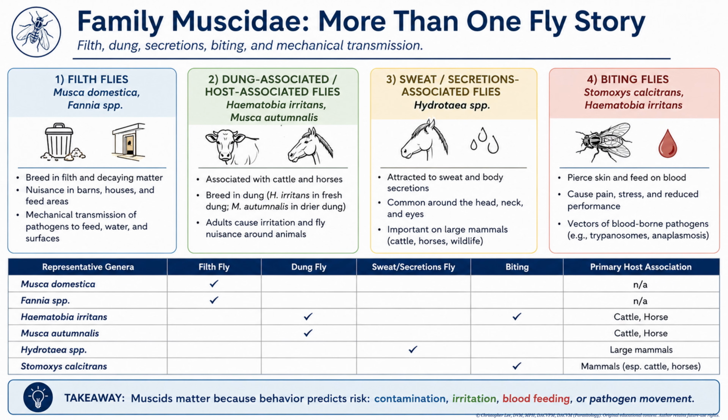Sweat and secretion-associated flies, such as Hydrotaea species, remind us that the head, neck, and eyes may also be important body sites. Then the biting muscids, especially Stomoxys and Hematobia, add blood feeding, pain, stress, and potential movement of bloodborne pathogens. The takeaway is that behavior predicts risk: contamination, irritation, blood feeding, or pathogen movement.